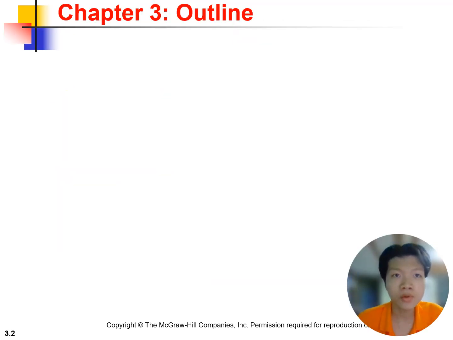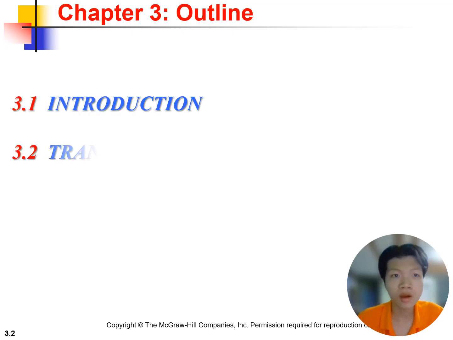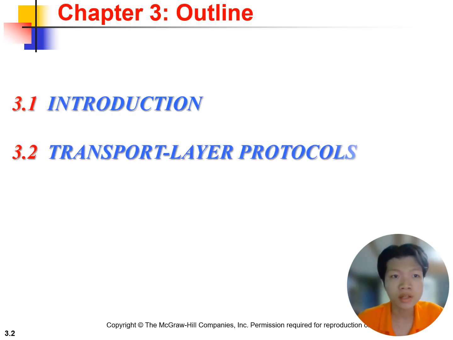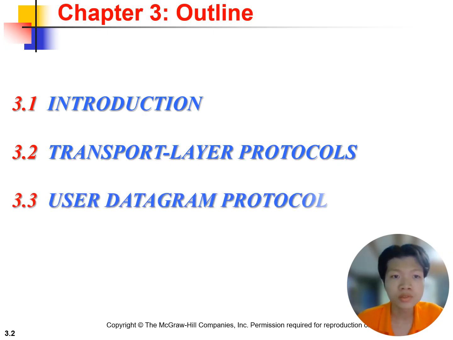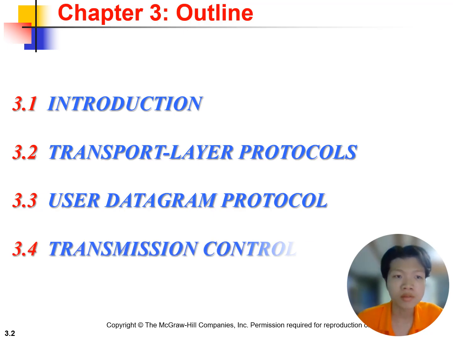Okay, let's go. This is the chapter 3 outline. 1. Introduction. 2. Transport layer protocols. 3. User datagram protocol. And 4. Transmission control protocol.